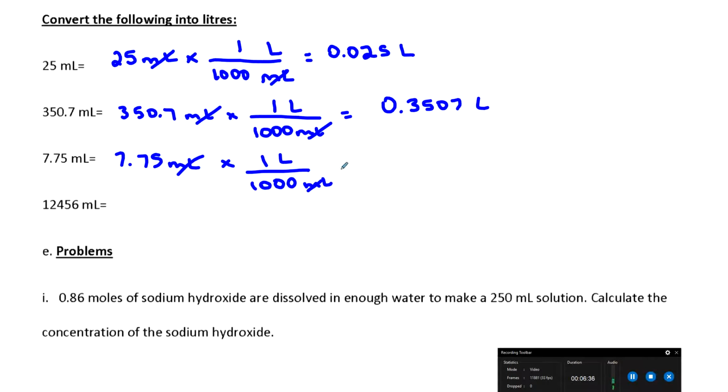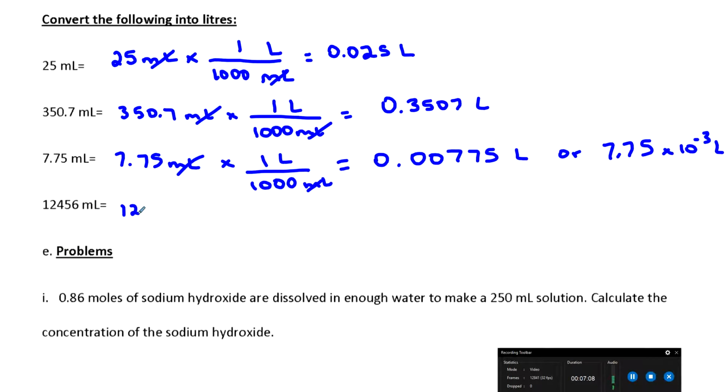Again, same procedure. Because you've done this a number of times, you'll get to the point where you probably won't write this out. You'll probably just mentally shift that decimal place over. So you would get here 0.00775 liters, or if you wanted to write that in scientific notation, 7.75 times 10 to the negative 3.